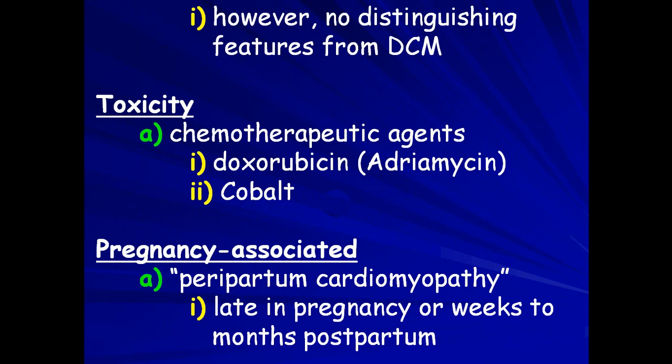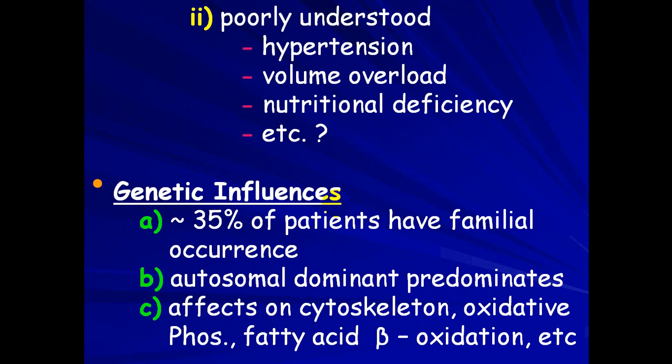Pregnancy-associated peripartum cardiomyopathy occurs late in pregnancy or weeks to months postpartum. This dilated cardiomyopathy is poorly understood. It could be associated with hypertension, volume overload due to the physiological changes in pregnancy, nutritional deficiencies, or it might have other causes.